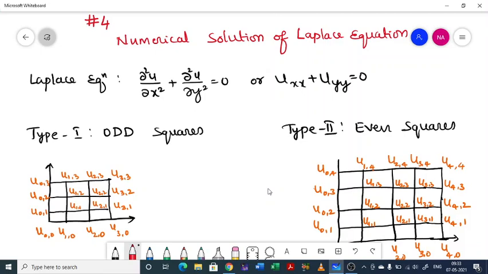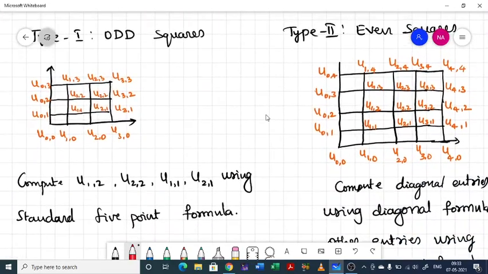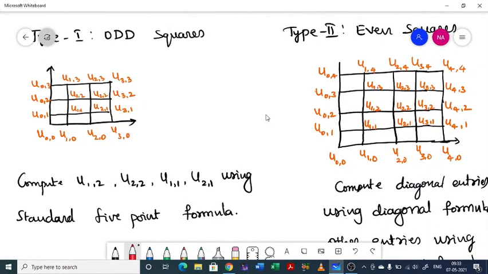For the numerical solution of the Laplace equation, we will consider two types of problems here. One is odd numbered squares, and another type is even numbered squares. In odd numbered squares, generally we will restrict ourselves to 9 squares. We are not going for other numbers. And similarly for even we will restrict ourselves to 16 squares. So given any problem, you will be having either 9 squares or 16 squares.